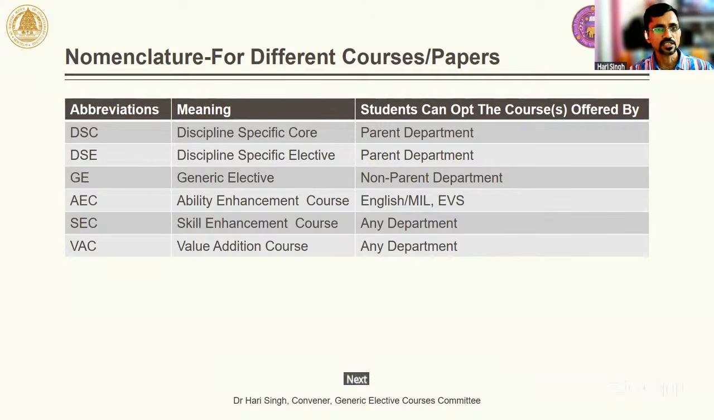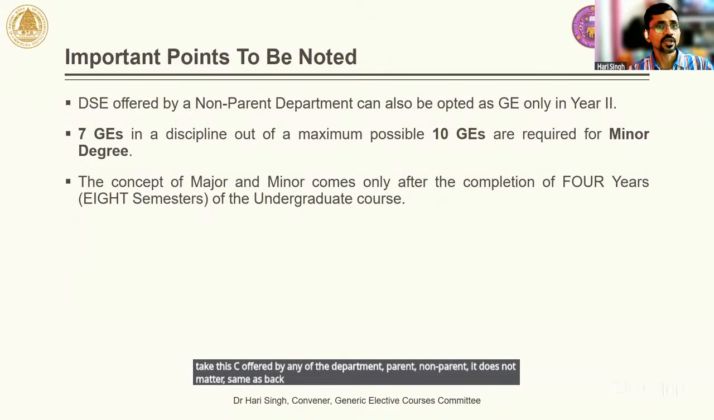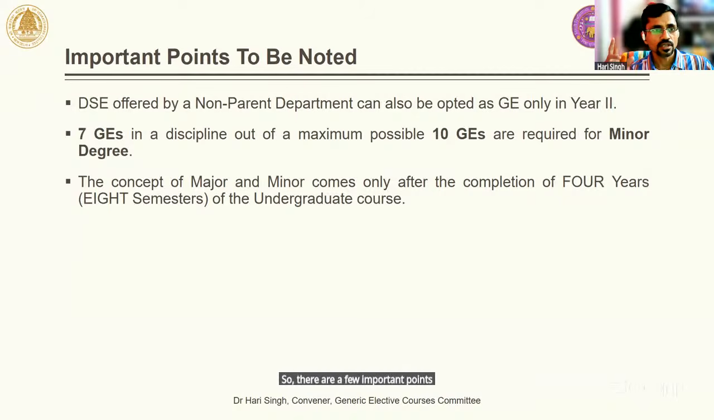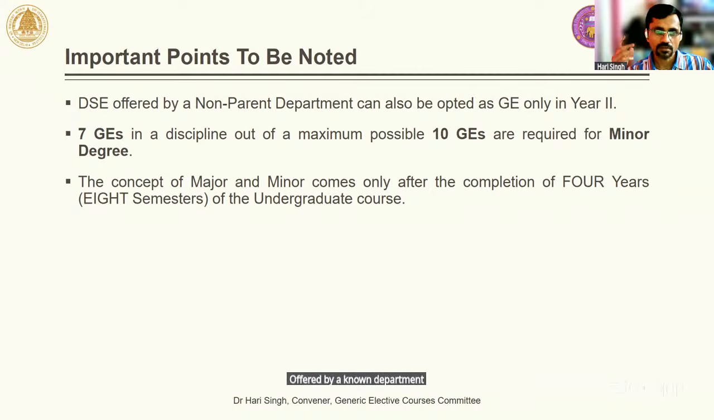Next, we have SEC. These are the skill enhancement courses, and a student can take an SEC offered by any department, parent or non-parent, it does not matter. So there are a few important points. Number one, a student can take a DSE offered by a non-parent department as a GE, but this is applicable only for the students of second year. First year students cannot take a DSE offered by a non-parent department. Otherwise also, there is no DSE in the first year.